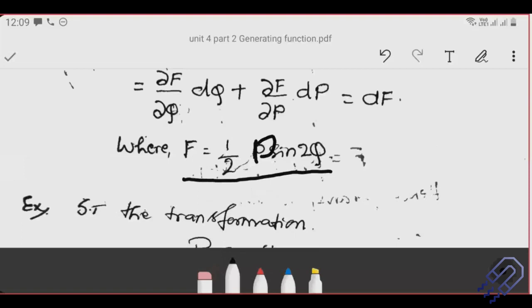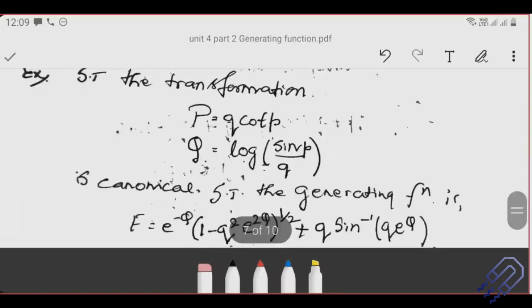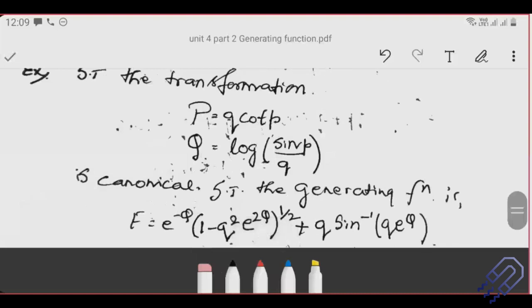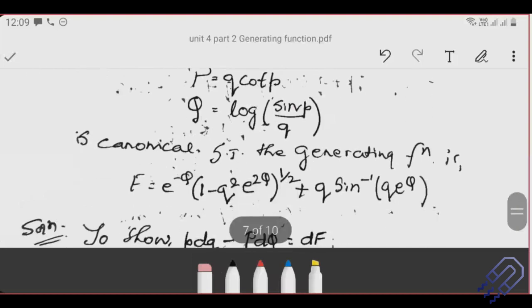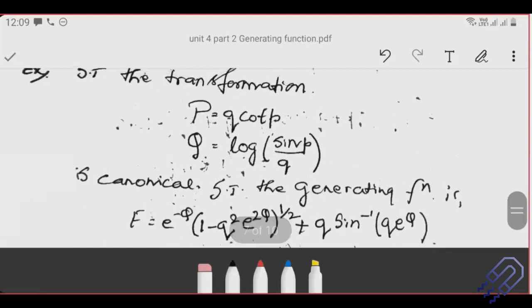Please take note of the next question. I'll give you the next question also, and all of you have to keep trying. Very important. Please take a screenshot of this, or if you're writing it down, please write it down. Show that the transformation capital P equals small q cot of small p, capital Q equals log of sine of small p by small q, is canonical. It has also told you what the generating function should be. So the generating function is this. You can take a screenshot of this and try to solve it.